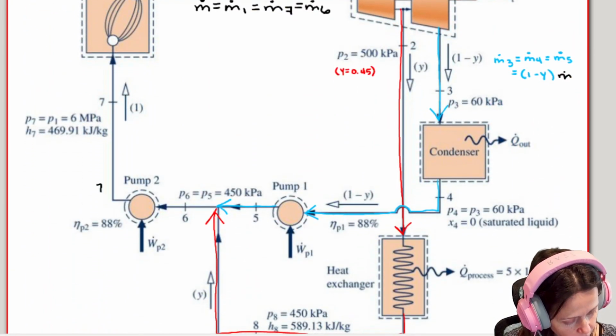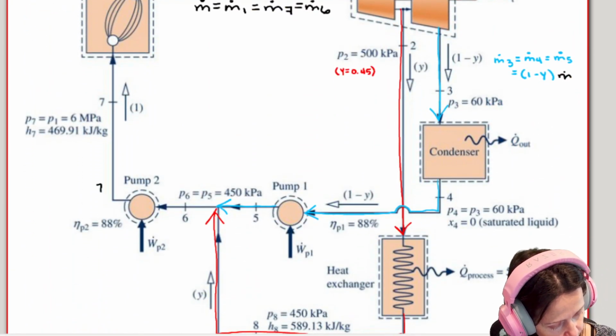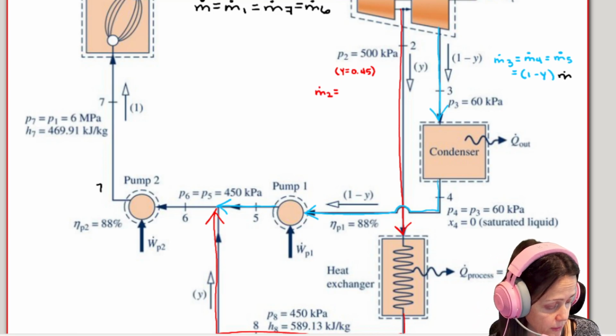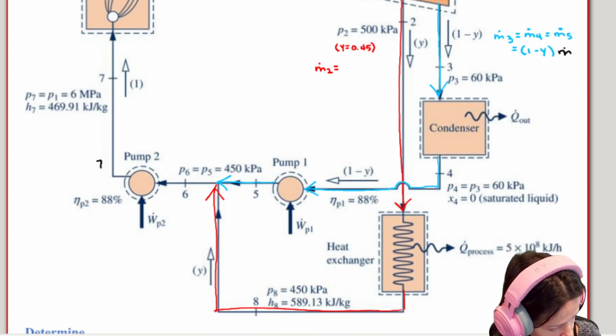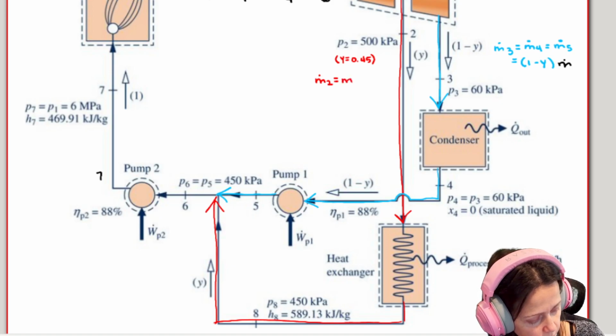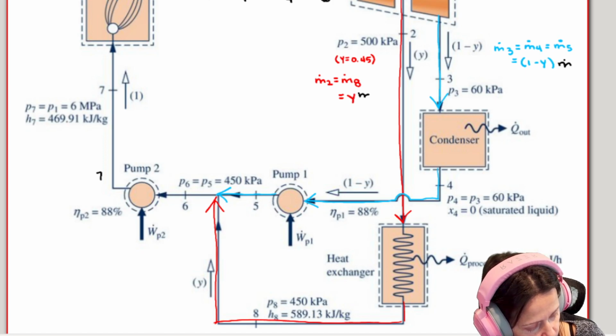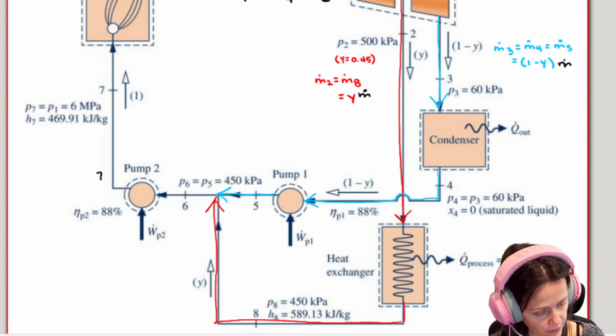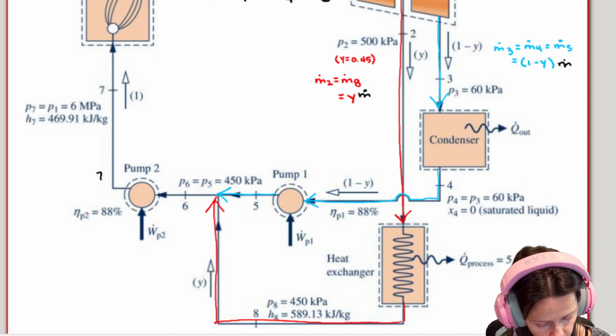And then our red line here, along that line there's a constant mass flow rate. So m dot 2, down here is m dot 8. So m dot 2 and m dot 8, that's a fraction of the total m dot. And in fact, that's one thing we're supposed to find, so we'll keep that in the back of our mind.